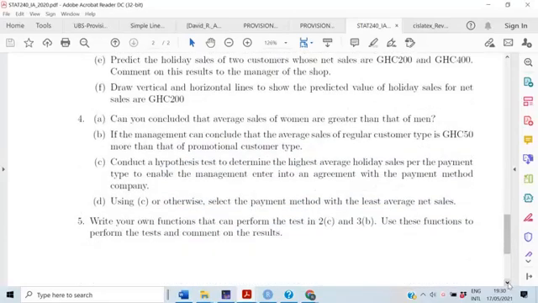Okay. So here I didn't talk about it, but the fourth one: can you conclude that every sales of women are greater than that of men? This is a hypothesis testing question. So you must get the average sales for women.